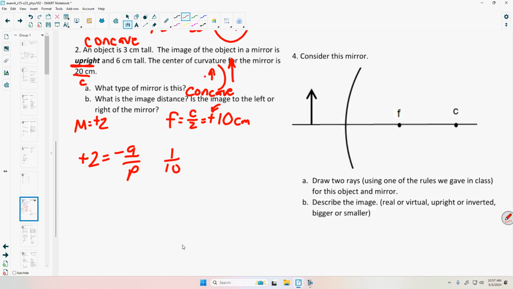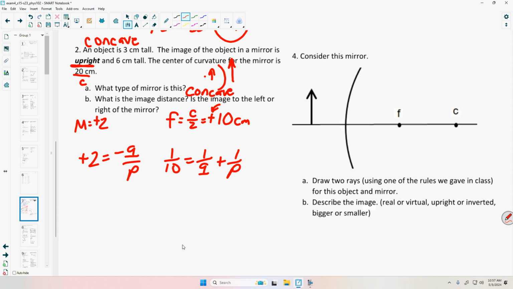And 1 over f, which is 1 over 10, is equal to 1 over q plus 1 over p. So now you're going to have to solve a system of two equations with two unknowns. And you do that by substitution. On this one, I find it's easier to solve this equation for q, just cross multiply.